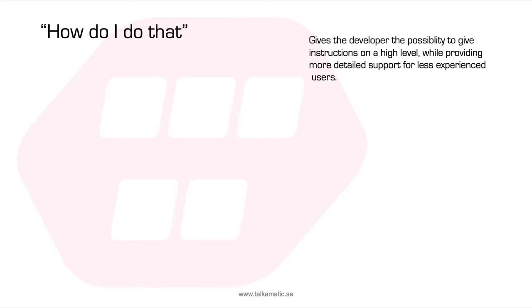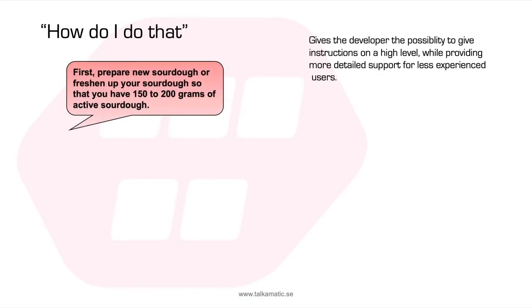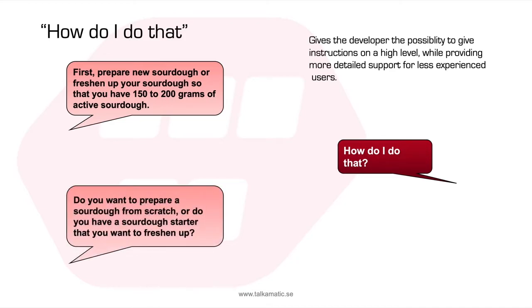Like, for instance, the formulation in the recipe for the sourdough bread is that you should prepare new sourdough or freshen up your sourdough so that you have 150 to 200 grams of active sourdough. And for an experienced baker, that's something that you just do. Okay, I should have 150 to 200 grams of active sourdough. But for a beginner baker, like in this case Sebastian, he doesn't know how to do that. So he asks, how do I do that?